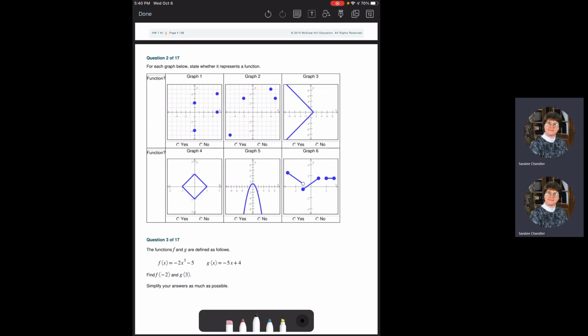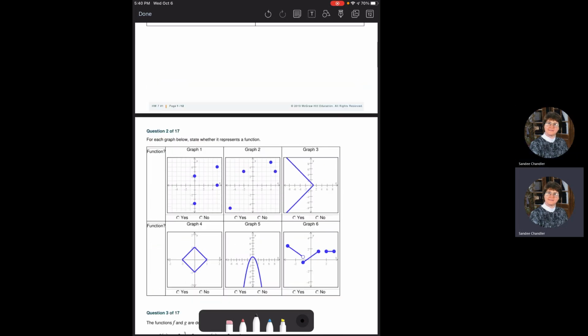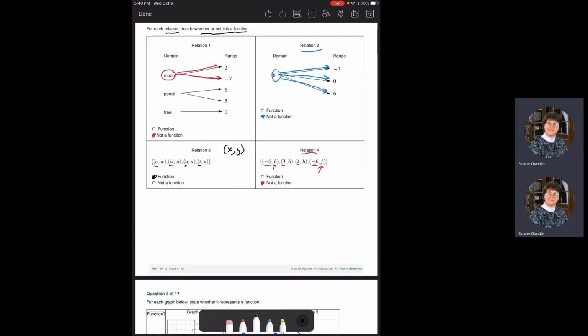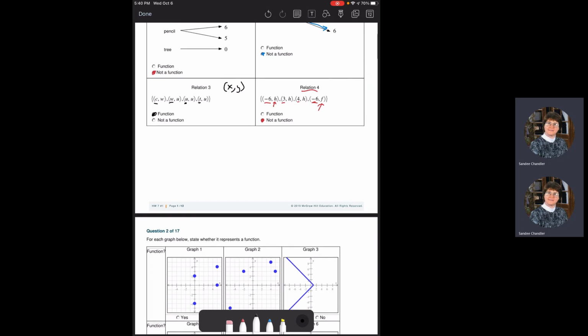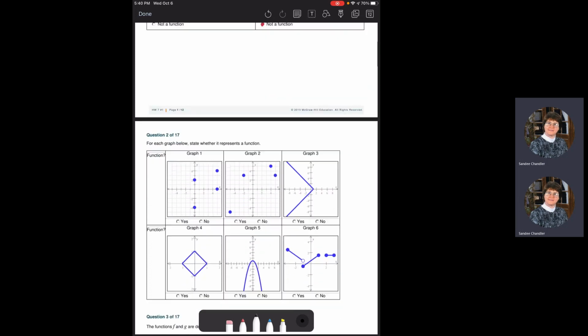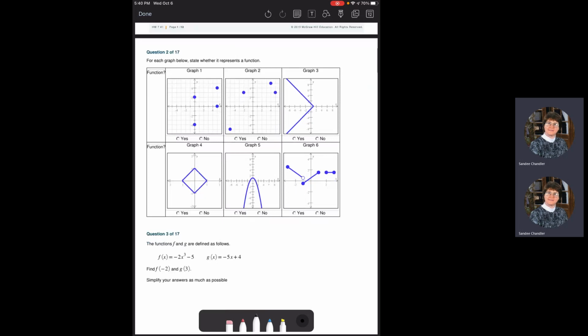So, being able to look at the mappings, which is what relation 1 and 2 are, and being able to look at the ordered pairs, as relation 3 and 4 are, to decide if something's a function, we also can look at the graphs to decide if something is a function. And remember, you can't have 2 y's for the same x.